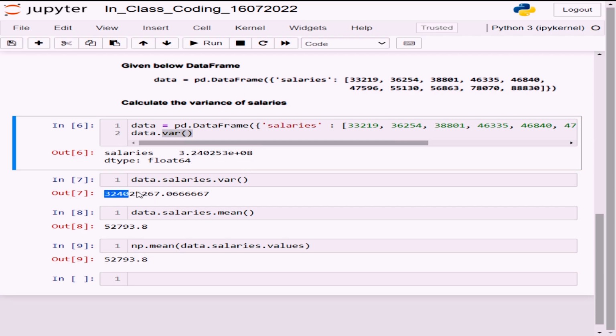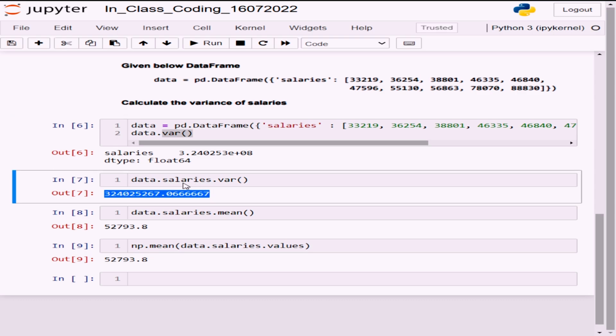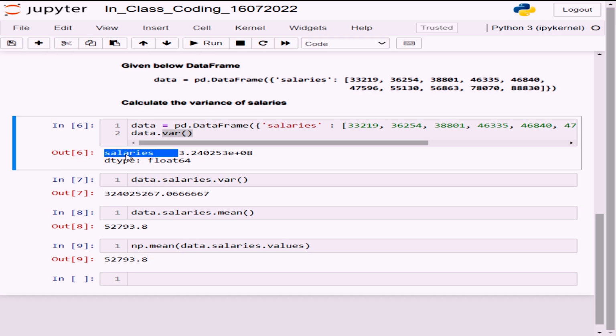So the same answer is here, but represented in a different format. Even though I called it in a different way, you are getting the same answer. Salaries is the name of the series, which has whatever I ask. I ask for a variance, so the answer is this much. It is a data type, a floating point, 64-bit representation. That is how it is stored inside the computer. It actually gives you that answer as well.